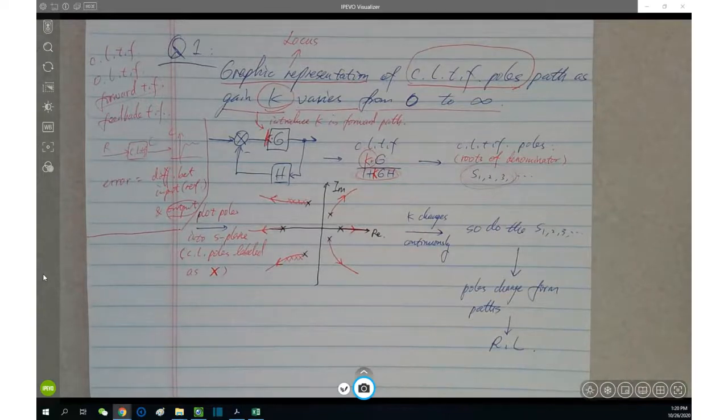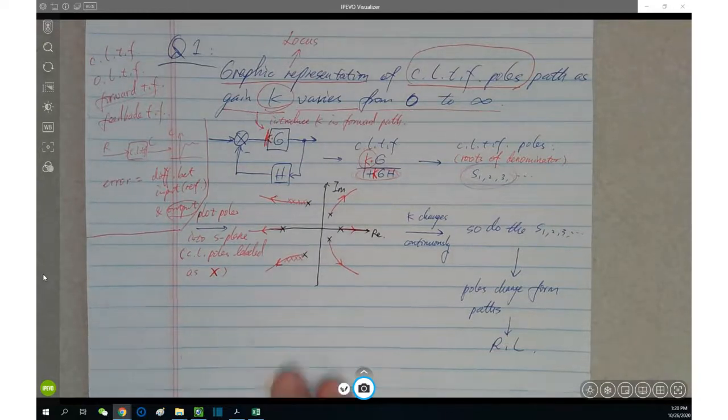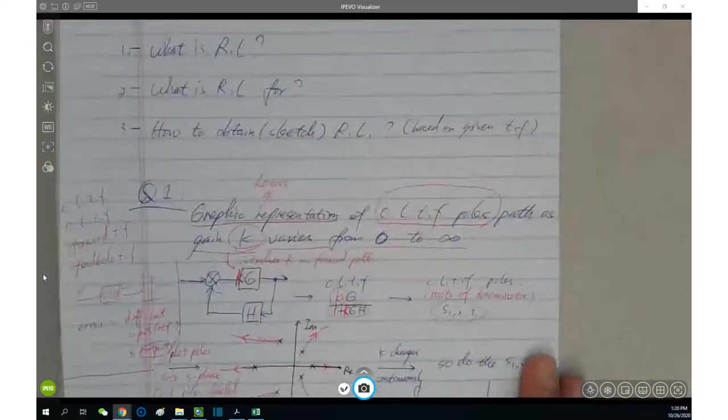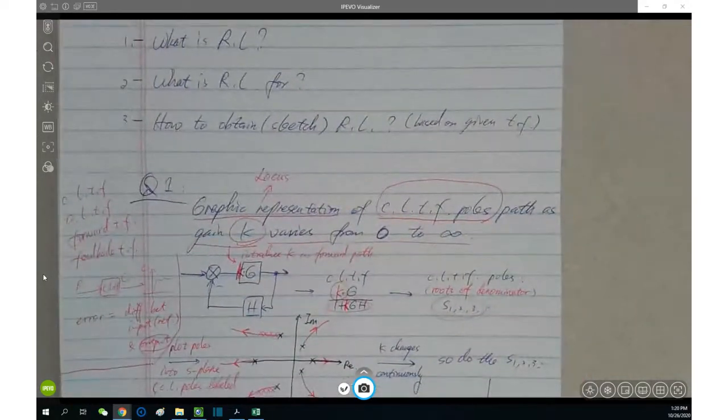Does it make some sense? Is it too bad? Not yet, right? Any questions, concerns? All right, so this is the answer for the first question. What is root locus? This is what root locus is.